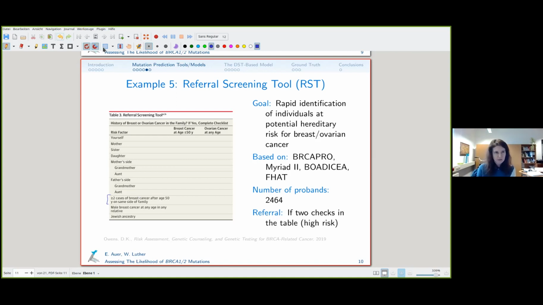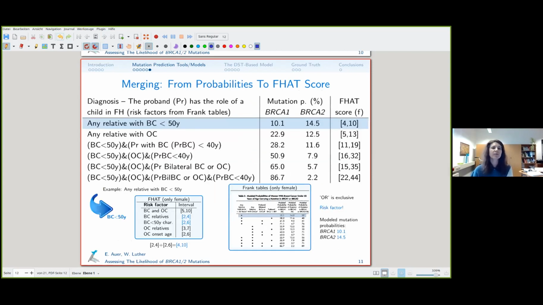So you can imagine that it's difficult to find a set of unified criteria which would unify this procedure a little bit. So what can be done? How can we, for example, go from probabilities to scores? This is just an example of how this can be done for Frank tables. Here's a table from the original publication and the family history assessment tool that I've shown you earlier. We can orient ourselves on Frank tables. They have different kinds of criteria, which I've written down here. We will only take a look at the first one to understand how we can compute the corresponding score for the FHAT system.